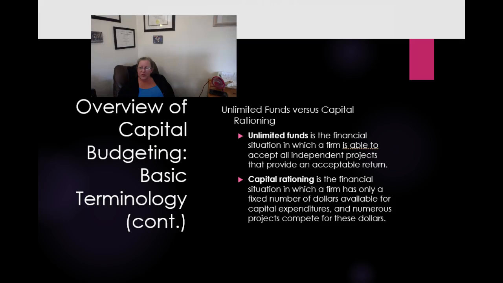Unlimited funds versus capital rationing. Unlimited funds is the financial situation in which a firm is able to accept all independent projects that provide an acceptable return. Capital rationing is the financial situation in which a firm has only a fixed number of dollars available for capital expenditures, and numerous projects compete for these dollars.